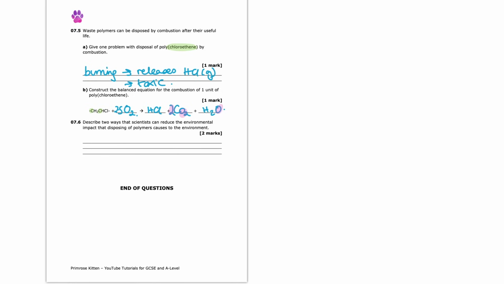Finally, for the last question of this paper, we're asked to describe 2 ways that scientists can reduce the environmental impact that disposing of polymers causes. So there are quite a few options we could say here. We could say that we can crack polymers, because that can break them down into smaller chunks that are maybe easier to get rid of or to reuse. Better recycling can be good. That would be another option. Other options would be things like improving atom economy so that only the thing we want is made, or developing other types of polymers such as biodegradable polymers, plant-based polymers or photodegradable polymers. All of these things will break down much more easily than the traditional crude oil polymers we currently have. But that's really, really good.